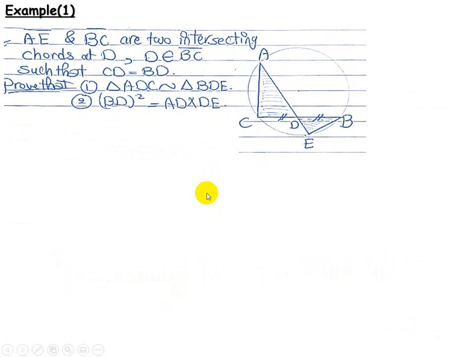Example number 1. AE and BC are two intersecting chords at D. D belongs to line segment BC such that BD equals DC. Prove that the two shaded triangles ADC and BDE are similar. Number 2. BD squared equals AD times DE.